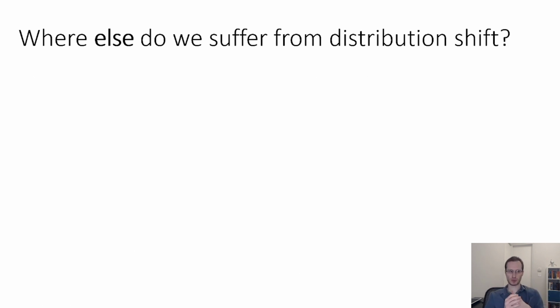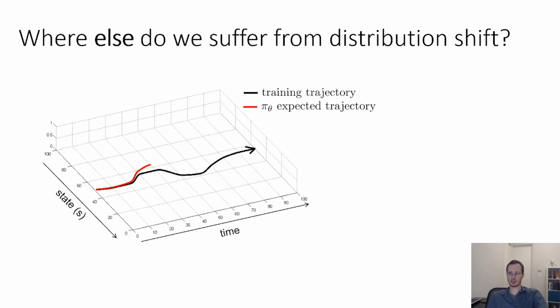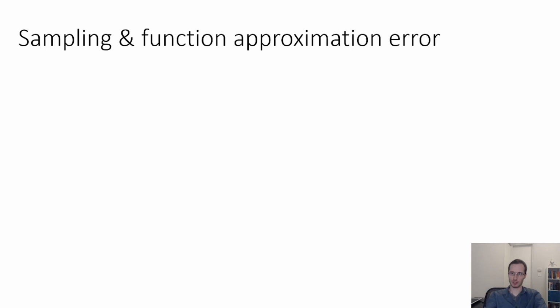Where else do we suffer from distributional shift in the offline setting? Well, we have the same drift problem that we have to contend with in the behavior cloning case. Our state distribution induced by a policy, d pi theta, in general will not be the same as the state distribution induced by our behavior policy, d pi beta, which means that even if pi theta is great on the training data, it might be bad when we actually use it for control. So we have in addition a state distribution mismatch when we actually run the policy.